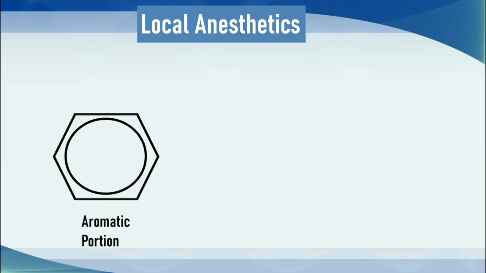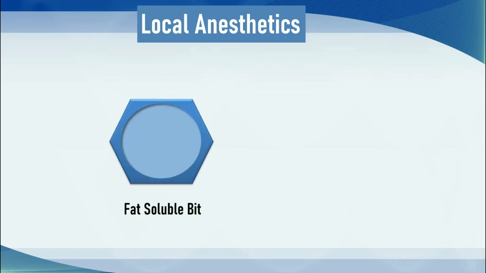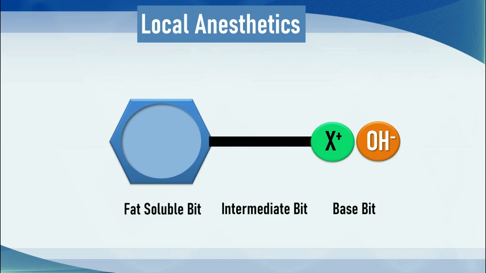If you look at the chemical structure of a local anesthetic, there are three parts. An aromatic part that's typically fat soluble, a middle part that is either an ester or more typically these days an amide, and an ionizable part that is a tertiary amine. Simply, there is a fat-soluble bit, an intermediate bit, and a base bit. And the degree of dissociation of that base bit is determined by the pKa.